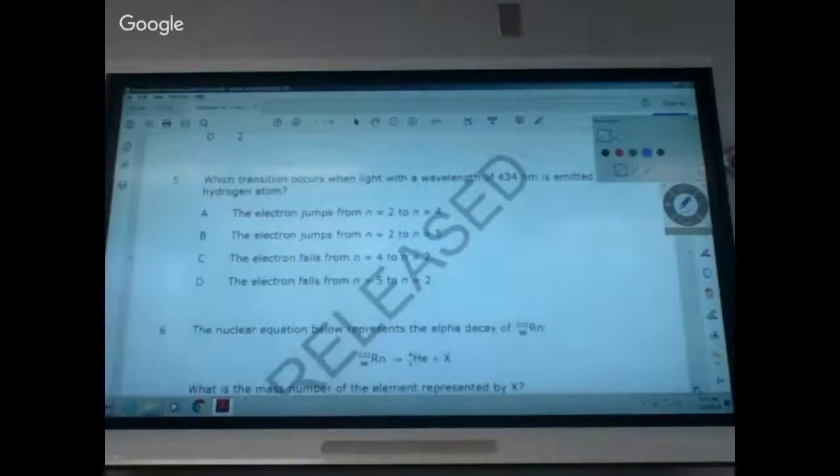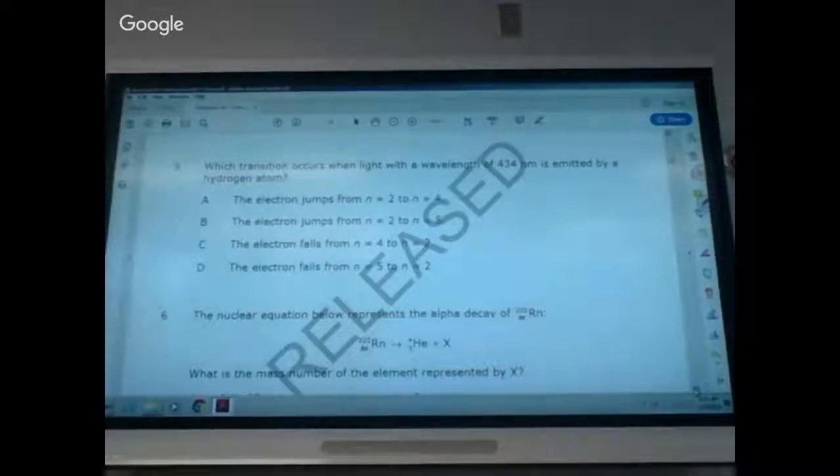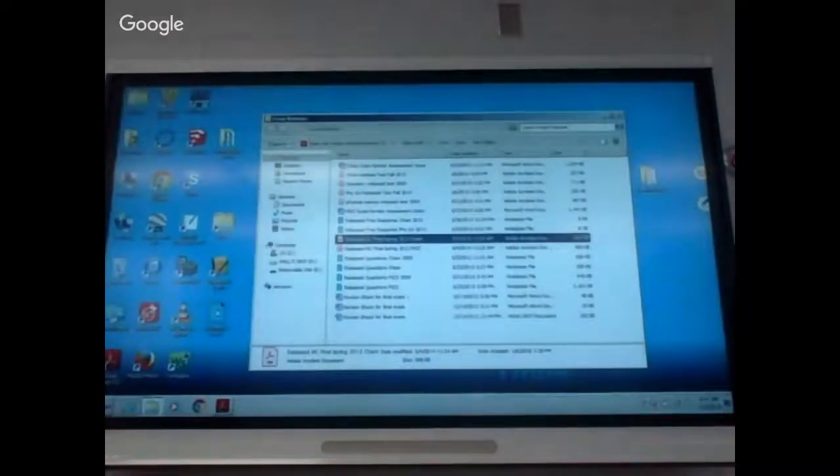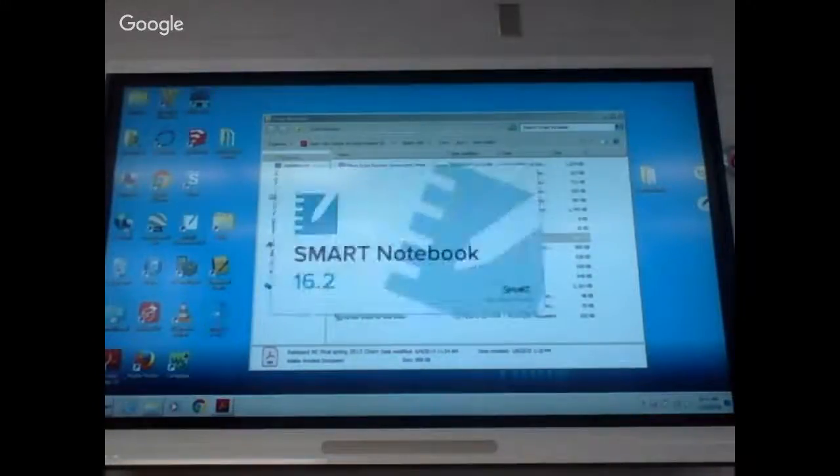Okay? This is what you're more likely to see with the dual wave. I don't think you're going to see anything harder than this. All right, so which transition occurs when light with a wavelength of 434 nanometers is emitted from a hydrogen atom? To do this, you got to go to your reference table. Let me get a test paper so I've got the question in front of me.